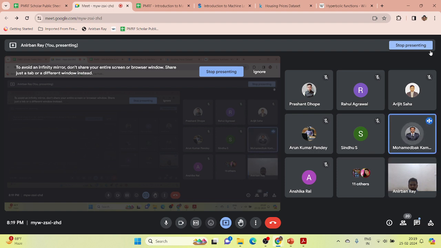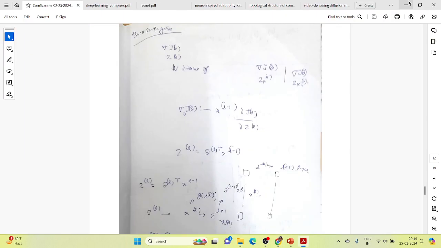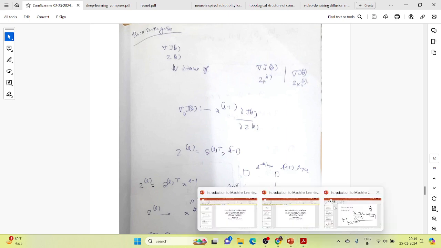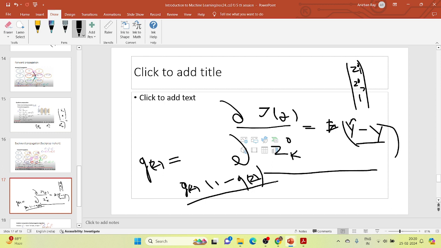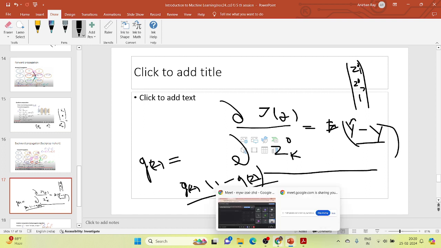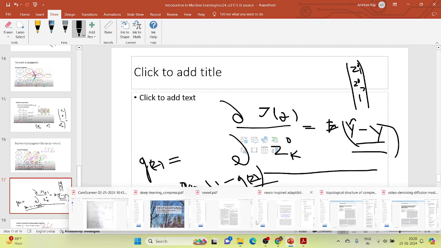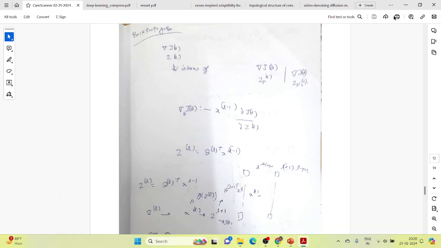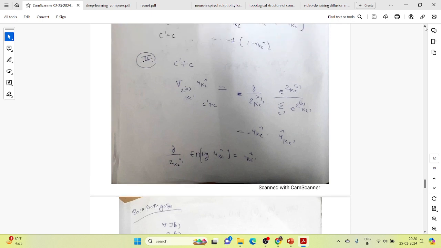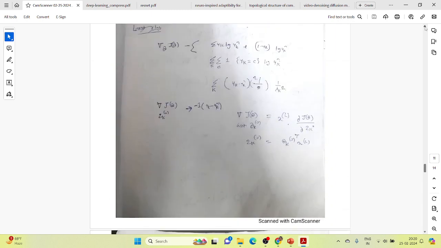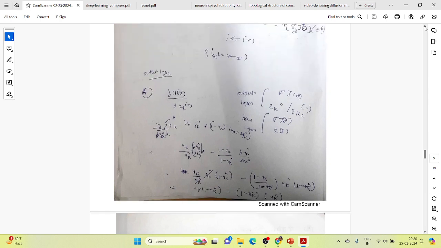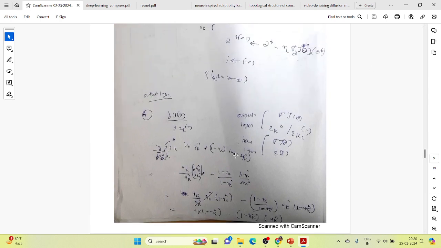Sir, you are telling y bar minus y divided by something. Means I cannot show everything. The derivative of the sigmoid function is the sigmoid function multiplied by 1 minus the sigmoid function. Take the derivative yourself, you'll find that. Where did you get this value, y bar minus y? How are you substituting? That is what I was explaining here. You have not understood? What can I do? You see, that is the derivation for that.